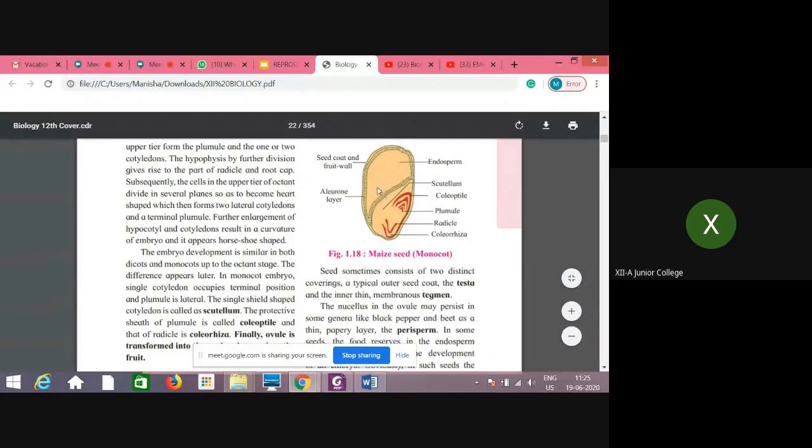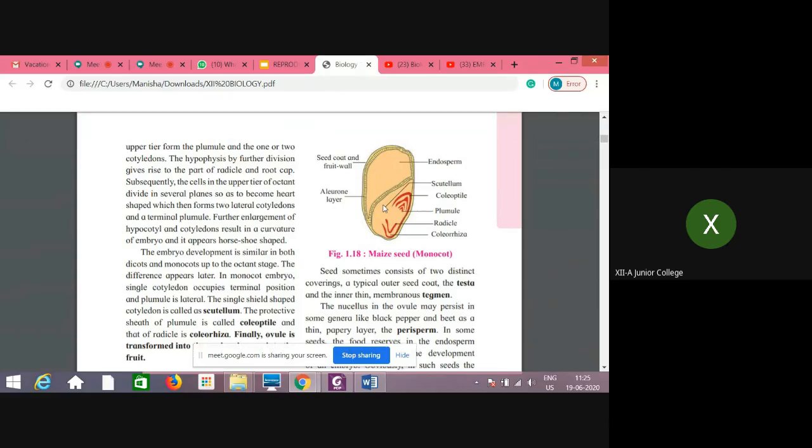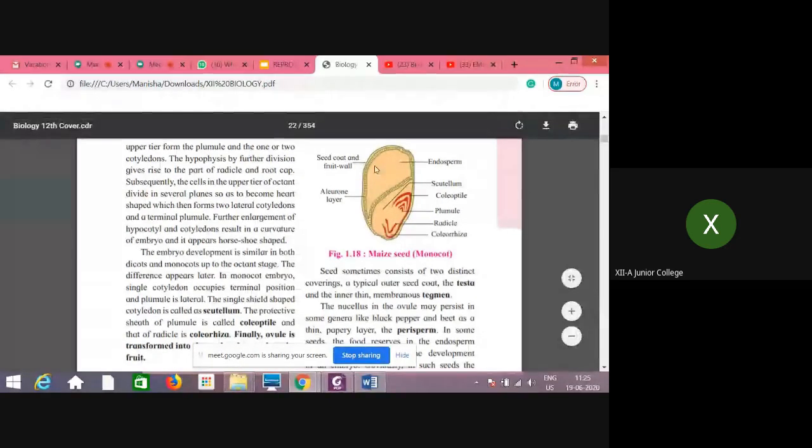Here it is very clearly labeled. I will show you the video also at the end afterwards. So first try to understand with this diagram. In the case of monocot, a single cotyledon is observed and this shield-shaped structure is called scutellum in this maize. And this is the endosperm. So some part of the endosperm is also there and only a single cotyledon is developed.